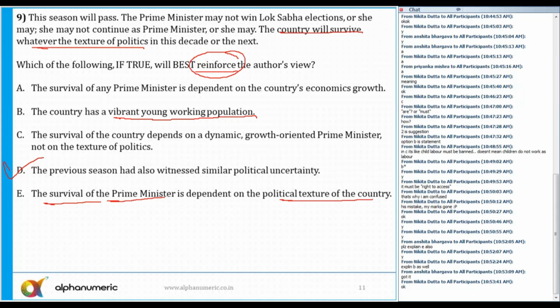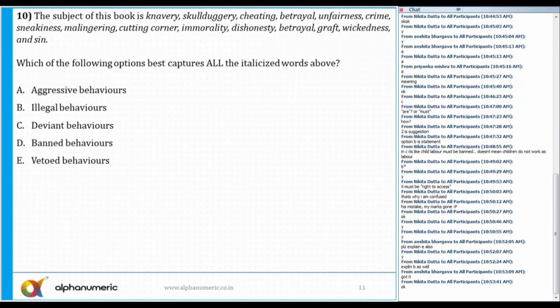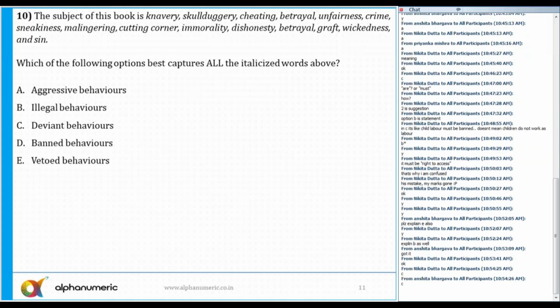Question number 10. The subject of this book is knavery, skullduggery, cheating, betrayal, unfairness, crime, sneakiness, malingering, cutting corners, immorality, dishonesty, graft, wickedness, and sin. Which of the following options will best capture all of the words? Tell me. Number C, yes, all of the words.